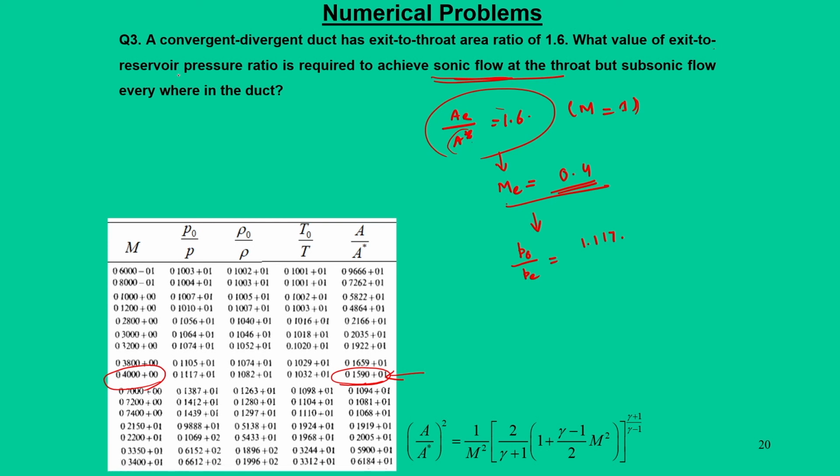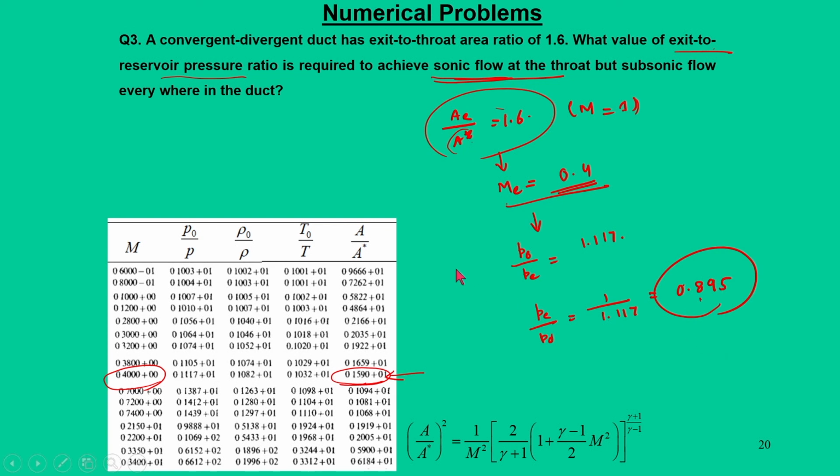But what is the question that is asked? What value of exit to reservoir ratio? So, we want the reverse. So, PE by P naught would be 1 by 1.117. So, this is 0.895. So, exit to reservoir pressure ratio will be 0.895.